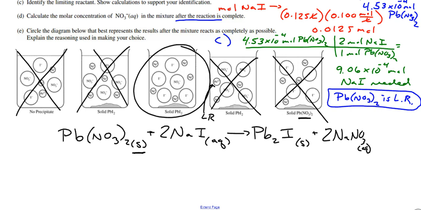PbI2 precipitates, and PbNO3 is the limiting reactant. So there's essentially no Pb2 plus in solution. Because there was so much NaI in excess, some of the I minus remains in solution along with the Na plus and NO3 minus.